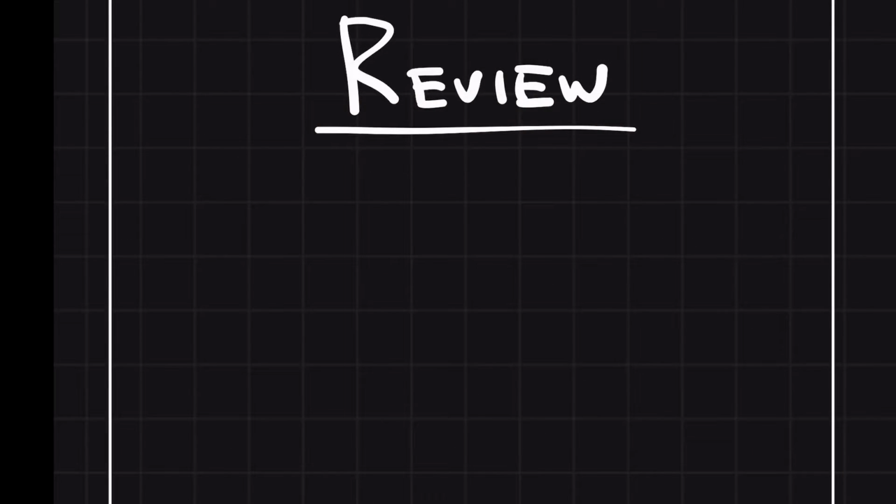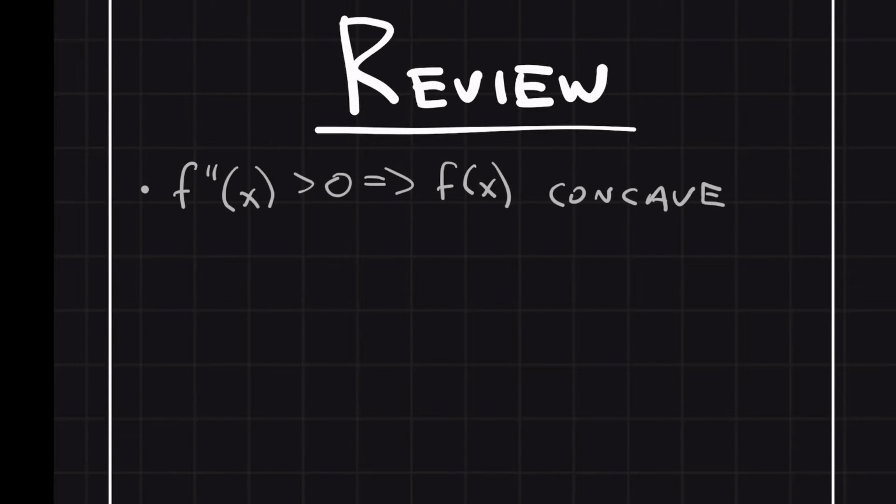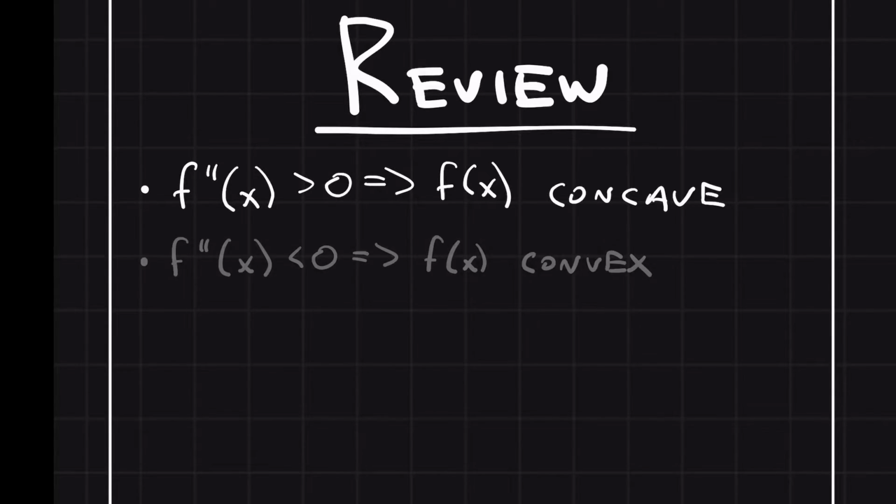Let's start with a quick review of some concepts we've learned about derivatives so far. Earlier in this unit, we learned about concavity, and the word concave means that the graph is curving upwards. And we found that f double prime of x was greater than 0. That is, if f double prime was positive, that meant that f of x was concave. We also learned about convex, aka concave down, and that if f double prime of x was less than 0, or if f double prime of x was negative, that meant that your graph of f was convex.